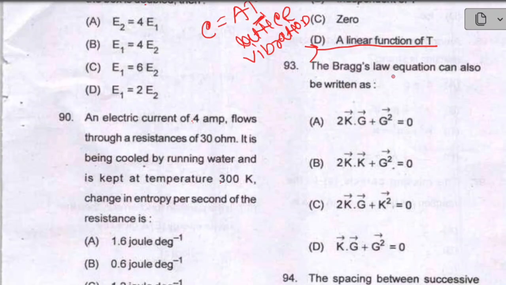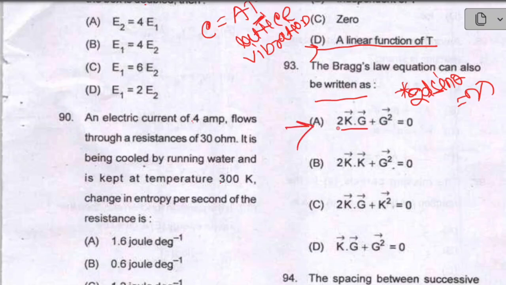93. The Bragg's law equation can also be written as, okay, so in real lattice we know 2d sine theta equals n lambda, and in reciprocal lattice you can express Bragg's law as 2 k dot g plus g square equals 0. So option A is your correct option.